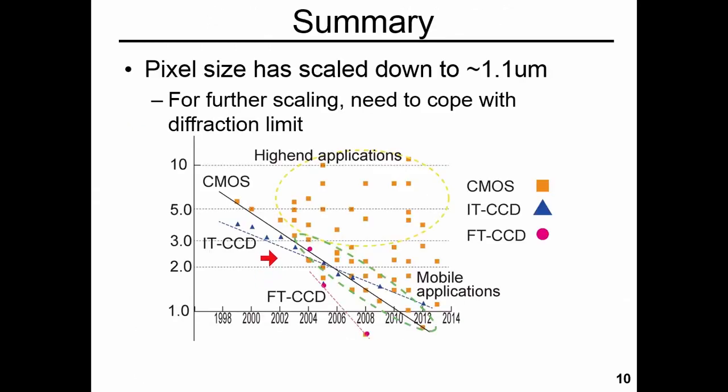So this is a summary. Pixel size has scaled down to 1 micron, but that is almost the diffraction limit. So for further scaling of the pixel sizes, you need to cope with the diffraction limit somehow.